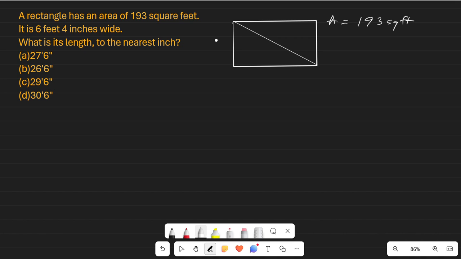This is the width, okay? This is the area, okay? Width is equal to how much? 6 feet and 4 inch. So now they're asking for what is the length. This is the length. We don't know the length to the nearest inch.